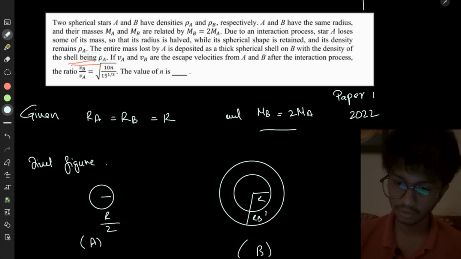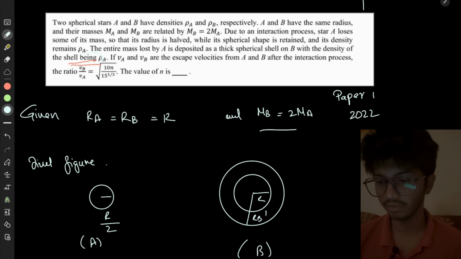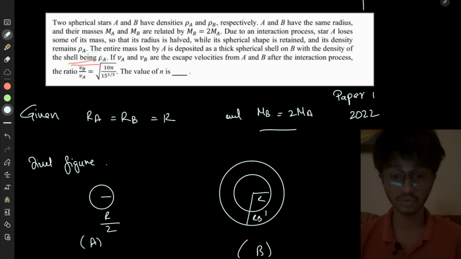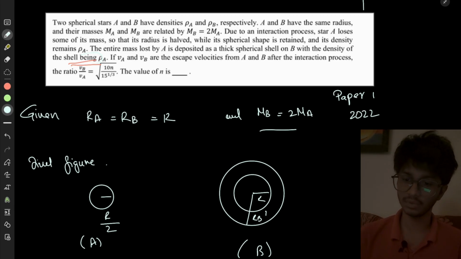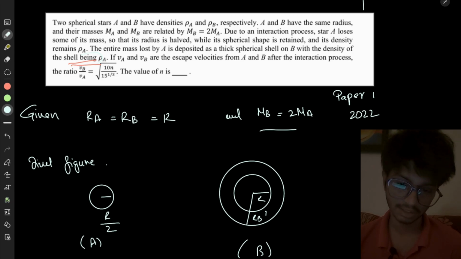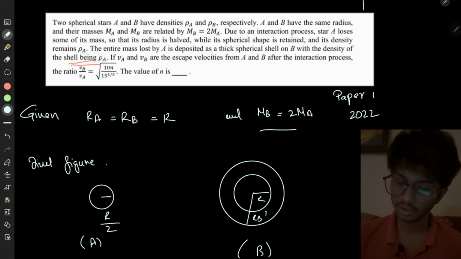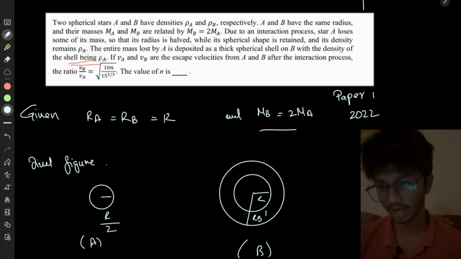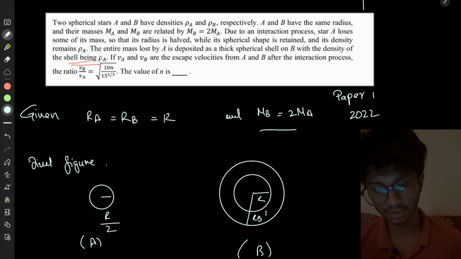Hey everyone, the given question is from the topic of gravitation, paper 1 2022. So the question says that there are two spherical stars A and B and they have densities rho A and rho B respectively. A and B have the same radius and then masses M A and M B are related by this relation. Due to an interaction process, star A loses some of its mass so that its radius is halved while its spherical shape is retained and its density remains rho A.